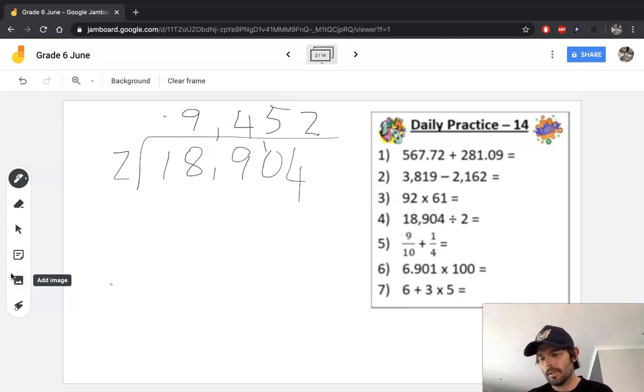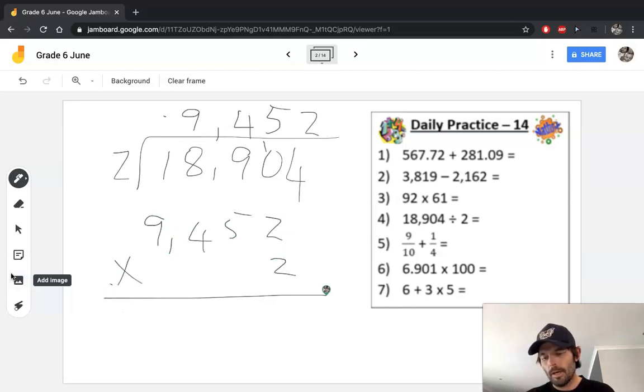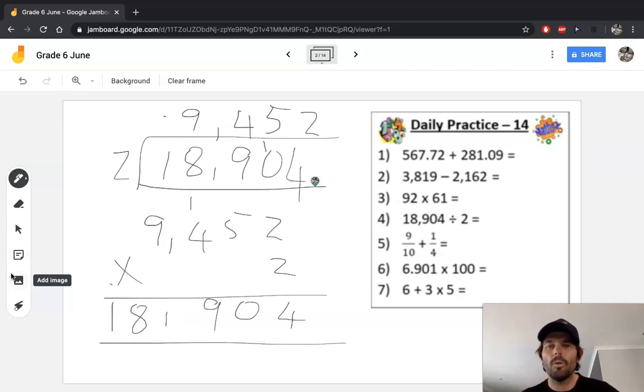The check of this: 9,452 multiplied by 2. Okay, and we need to make sure that we have the same number, and 18,904 shows us that our division calculation is correct.